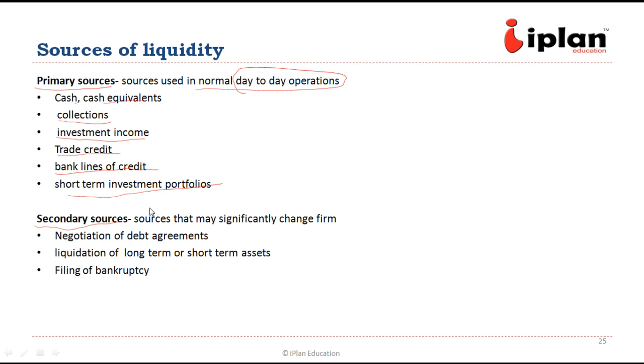The secondary sources are the exceptional ones that may change significantly the firm. For example, if there is trouble in the company and it is not able to pay its debt obligations, there is negotiation of debt agreements. Sometimes the company is forced to liquidate its short-term or long-term assets. And finally, if there is no other option available, then filing of bankruptcy. Let us move to the next slide.